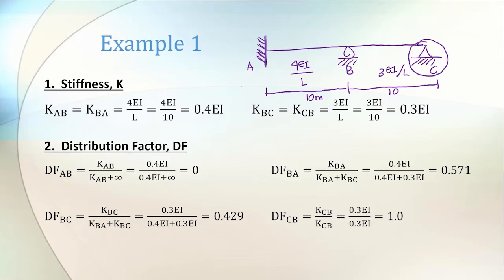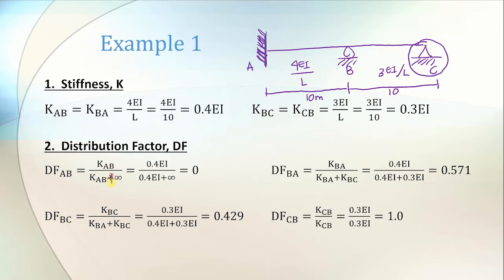Distribution factor A to B. So A goes to B. Okay, look here. Because we want to calculate A to B, we take the stiffness A to B, divided by the total stiffness at support A. You have to refer to the support. The DF, distribution factor A to B, means the stiffness factor at A to B, divided by the total stiffness at support A. So at support A, as you can see, you only have one, which is KAB. KBA is not at support A.